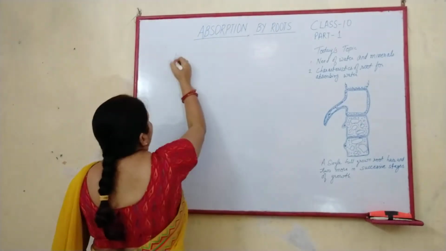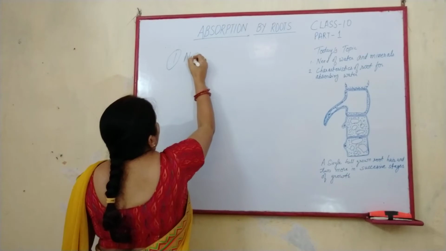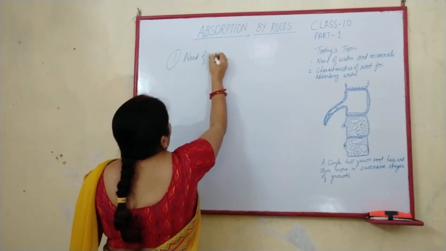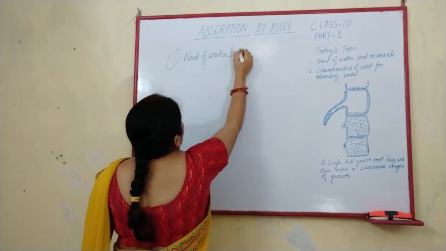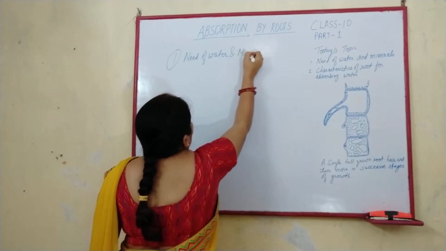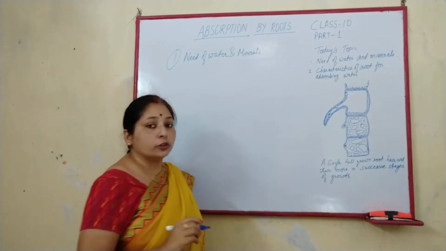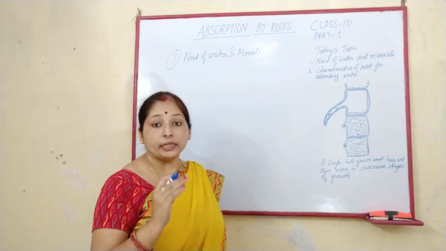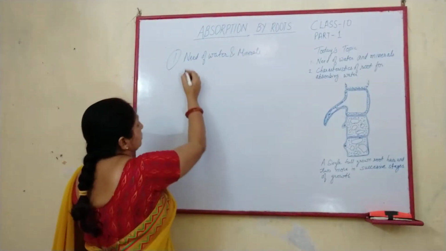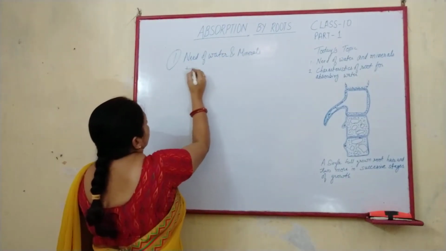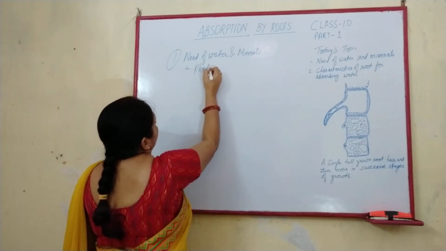Need of water and minerals. In plants, various physiological processes are dependent on water. First physiological process is photosynthesis.